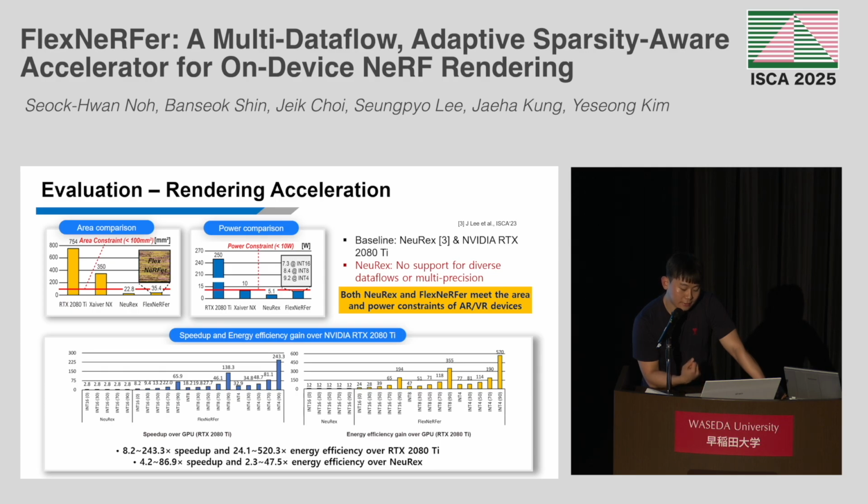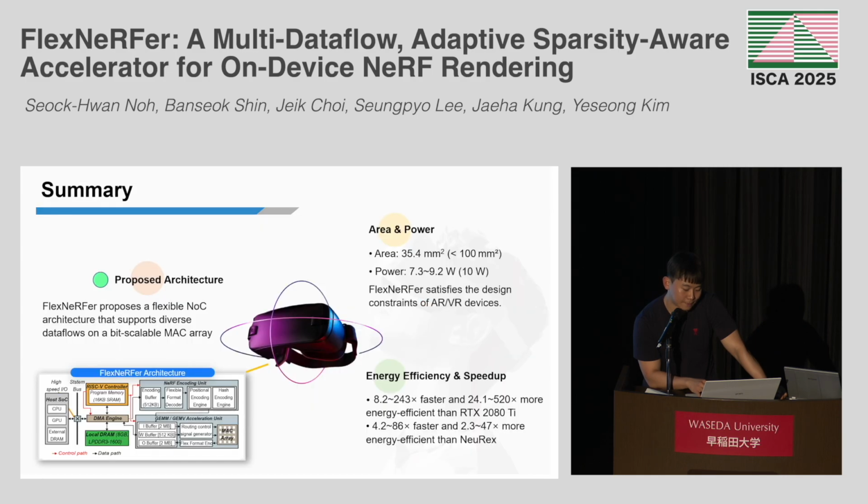We also compared FlexNeRFer with a state-of-the-art NeRF accelerator, Instant-NeRF accelerator. It is designed for a specific NeRF model and does not support quantization or sparsity. As a result, it achieves 2 to 47 times lower energy efficiency compared to FlexNeRFer.